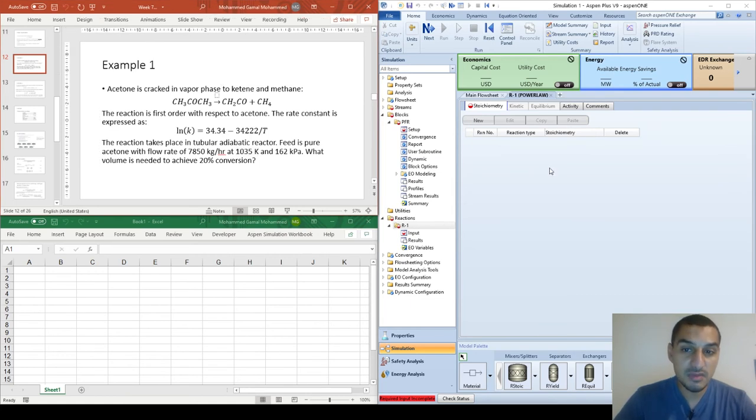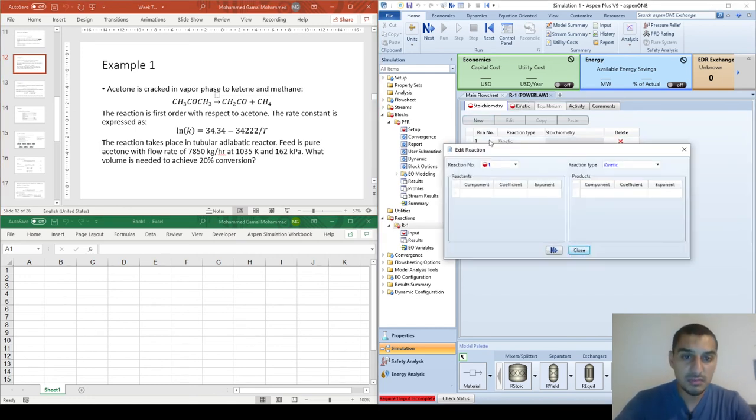The reaction is defined in two parts. First, I need to define the reaction itself: how many moles in and how many moles out, what are the feeds or inlets, and what are the products. The second is the kinetics of the reaction. So I'm going to define one reaction. The way we define a reaction is similar to what we did before in the ideal reactors. I'm going to say that acetone is the feed, and the coefficient is -1. But here we have the exponent, which is the power that we mentioned before.